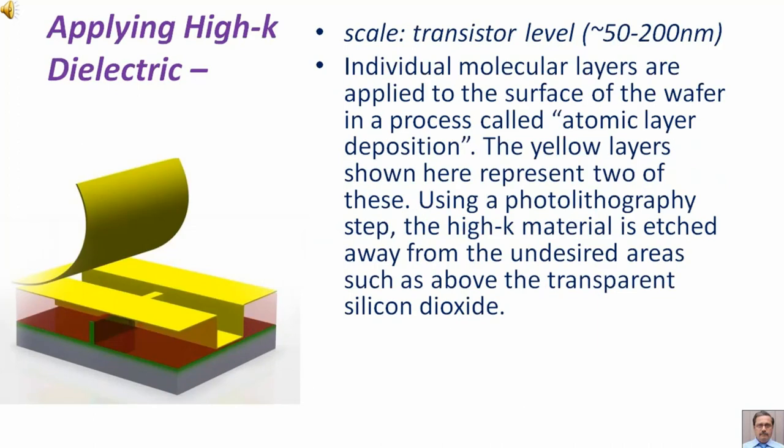Applying high K dielectric. Individual molecular layers are applied to the surface of the wafer in a process called atomic layer deposition. The yellow layer shown here represents two of these. Using a photolithography step, the high K material is etched away from the undesired areas such as above the transparent silicon dioxide.